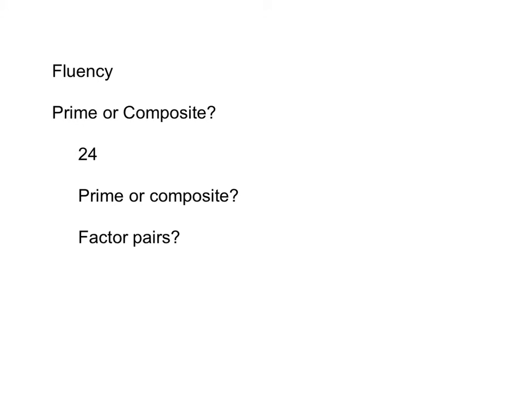24. Well, we know that 1 and 24, so we can go ahead and write that down because we know for sure that that is a factor pair. It ends in an even number, so that tells us that 2 is a factor. So 2 times what number equals 24? Well, that's 12.